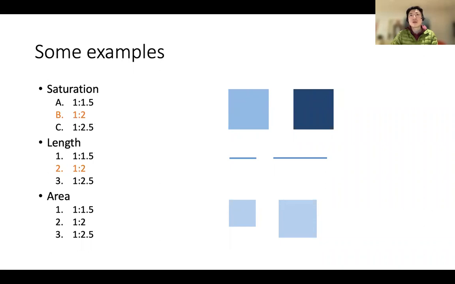Okay, and 30 seconds is up. So I'm going to end the poll now. Oh, there's still some people voting. Okay, and so can you see the results now?